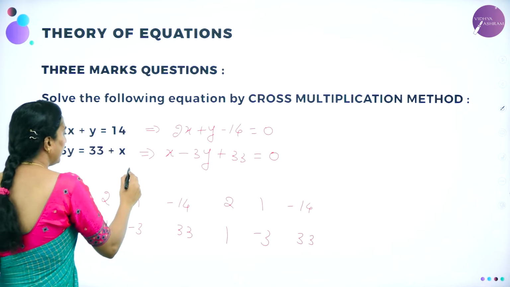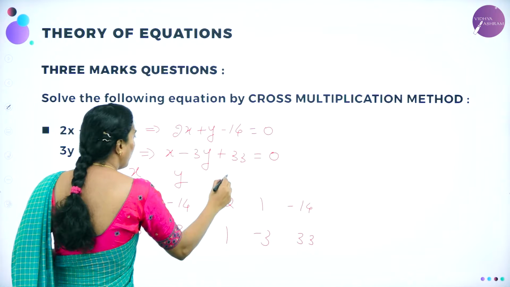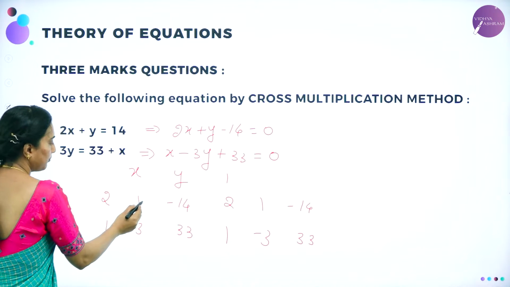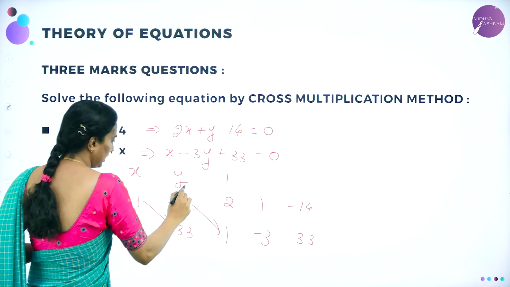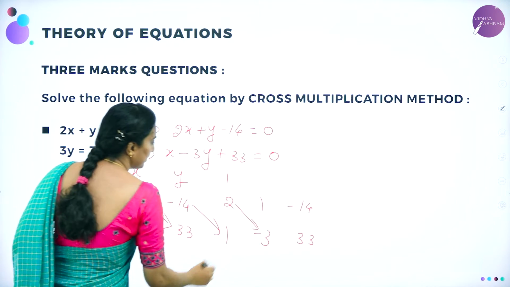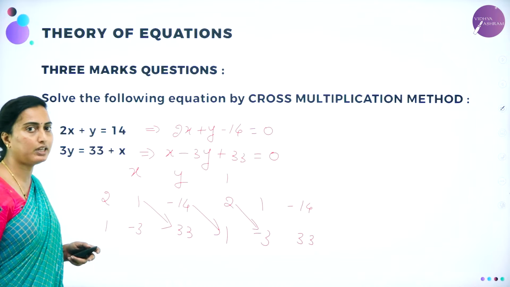Now again you can write it here: x, y, 1, correct? Now x can be written by first cross multiplying this one. And again for y, cross multiply this and this. And for 1, cross multiply this. That's what we are going to do, the cross multiplication method.